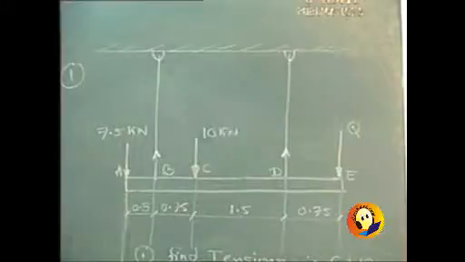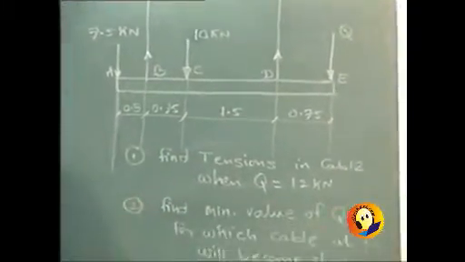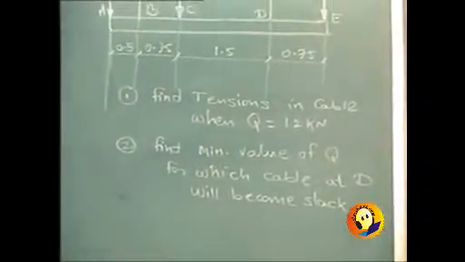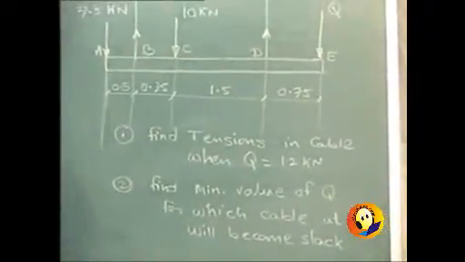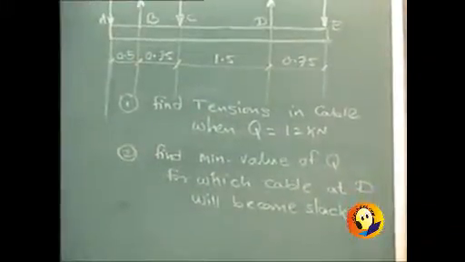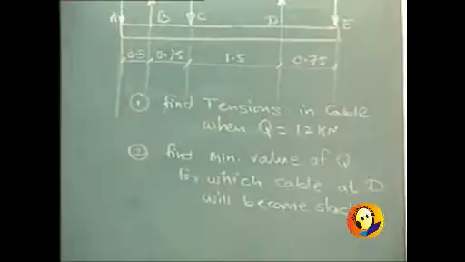Now let us see the problem statement. First of all, it is said that the tension in the cables is to be found when Q is given as 12 kilonewtons. In the second case, it is said: find the minimum value of Q for which the cable at D will become slack. Let us go back to the figure.